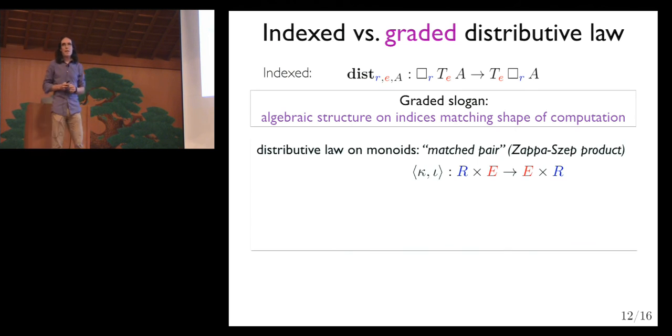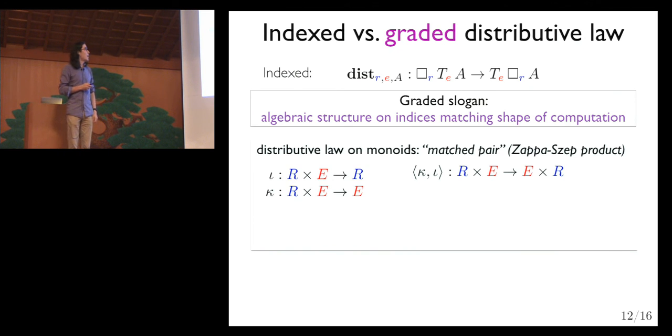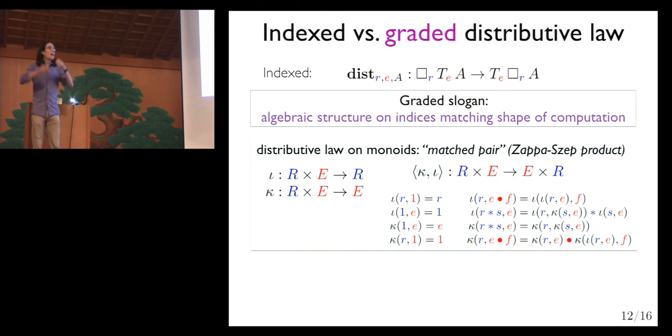Fortunately, this already exists in maths. It's used a lot in quantum group theory. And there's a notion of a Zappa-Szép product, which is a way of putting two monoids together. It's a way of forming a product of monoids. And it corresponds to a distributive law of RE over ER. And it can be decomposed into something called a matched pair, which is basically a way of calculating, given an R and an E, calculate me a new R, given an R and an E, calculate me a new E. And it has various laws, which I'm not going to go through, which basically say that this preserves the notion of composition on both sides.